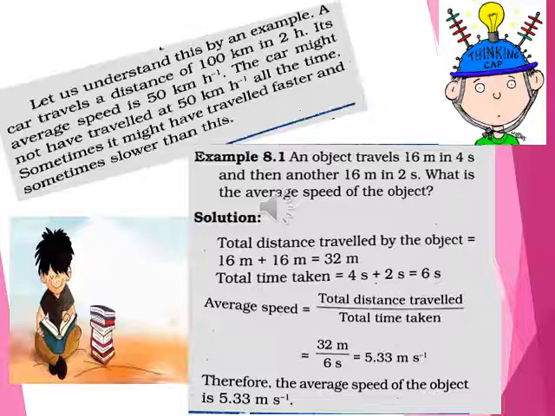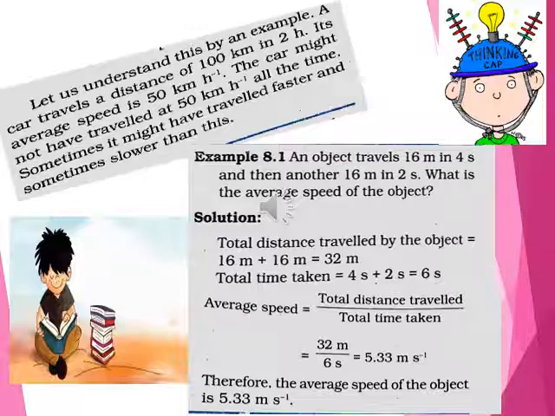Means here what we have to do? We have to take the complete distance covered divided by the complete time taken to complete the journey. That gives you the average speed. See the example here. An object travels 16 meter in 4 seconds and then another 16 meter in 2 seconds. What is the average speed of the object? It is a very easy problem.